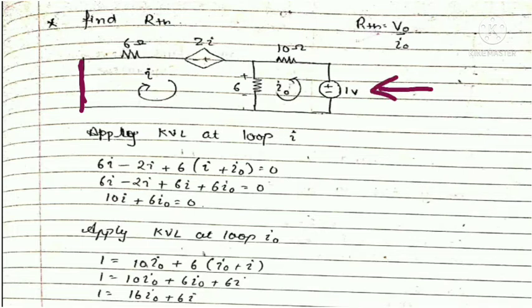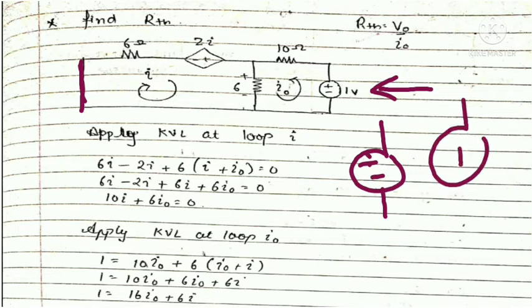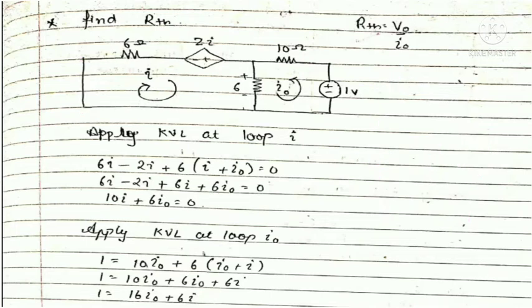To find the RTH when there is a dependent source, we have to put either a voltage source of 1 volt or a current source, whatever you want. For simplification, I am putting 1 volt here. Either you can put 1 volt, or you can put a 1 ampere current source. The value of voltage or current is equal to 1. And what is the formula? RTH is equal to V0 by I0.